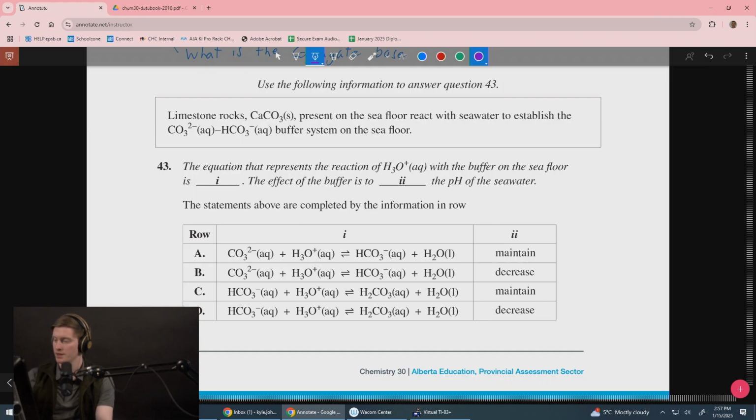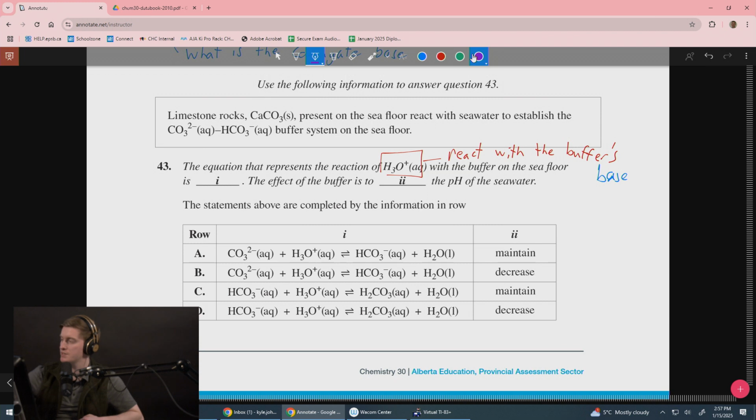Almost at the end here. Limestone rocks, calcium carbonate, present on the seafloor react with seawater to establish the carbonate and the bicarbonate buffer system on the seafloor. The equation that represents the reaction of hydronium with the buffer on the seafloor is what? And the effect of the buffer is to do what? Now, the hydronium here is going to react, because this is an acid, with the buffer's base.